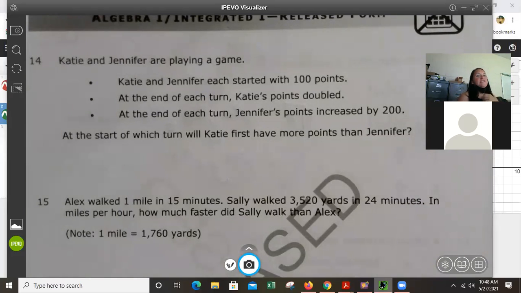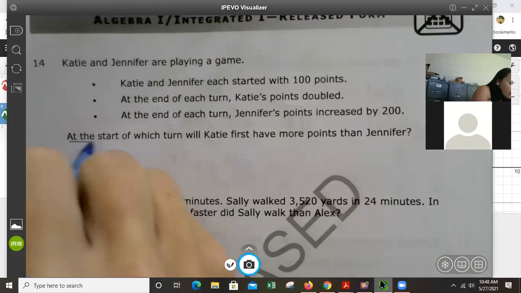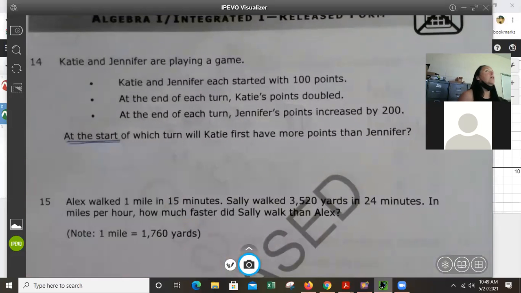All right. Katie and Jennifer are playing a game. Katie and Jennifer each started with 100 points. At the end of each turn, Katie's points doubled. At the end of each turn, Jennifer's points increased by 200. It says at the start of which turn? At the start of which turn will Katie first have more points than Jennifer?